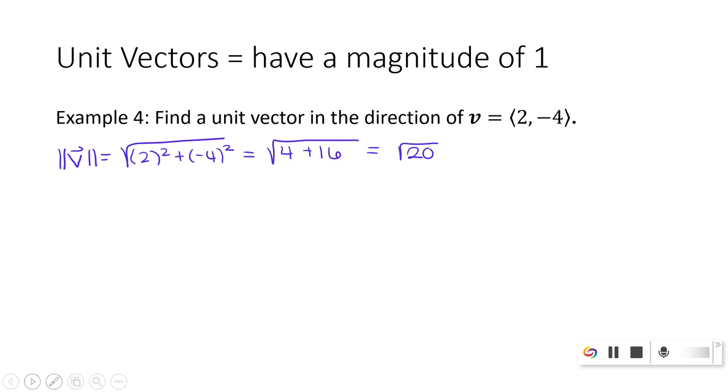And the way to do that is to first find the magnitude of vector v. So I did the square root of 2 squared plus negative 4 squared. I got square root of 20. So the magnitude of the vector given is actually root 20. If I want to modify this vector so that it has a magnitude of 1, I'm actually just going to divide it by root 20.